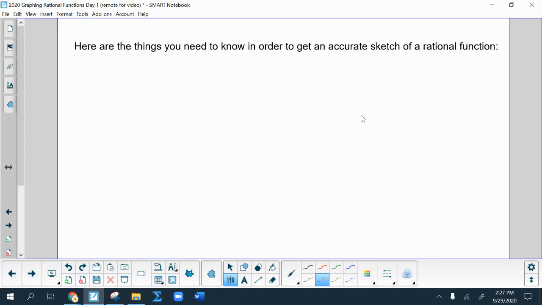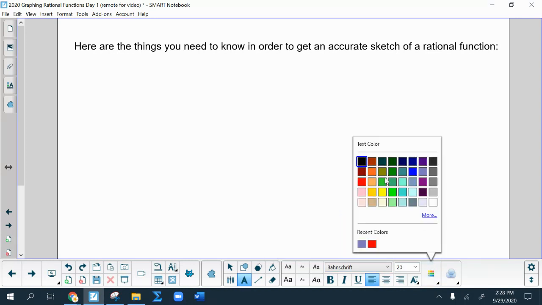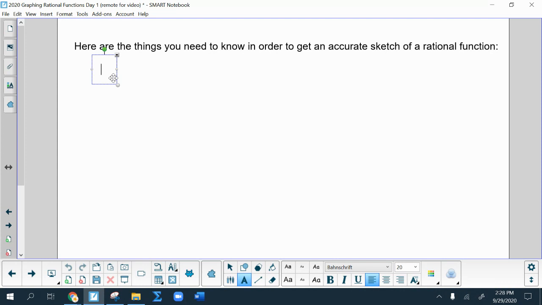Okay, so let's just start listing out some of the important things that you need to be able to do or find when you are graphing a rational function. Here we go. So here are some of the things that you need to be able to do.